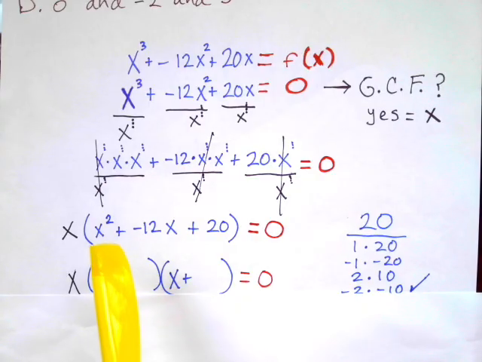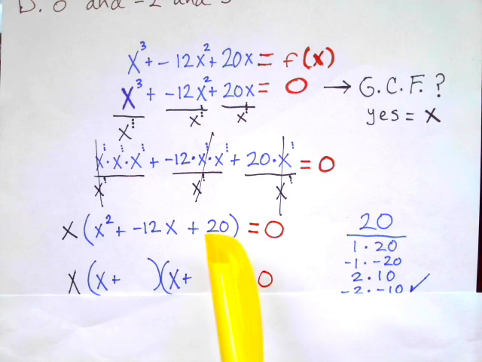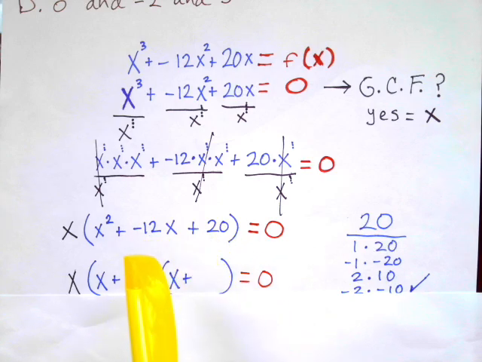Again, x times x is x squared. Now I need to find 2 numbers that multiply to 20, but when you add them together, you'll get -12. And if you need to review my videos on FOIL or factoring, please help yourself. It will make this crystal clear for you and you'll understand.